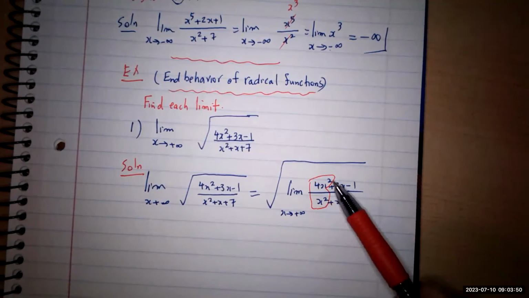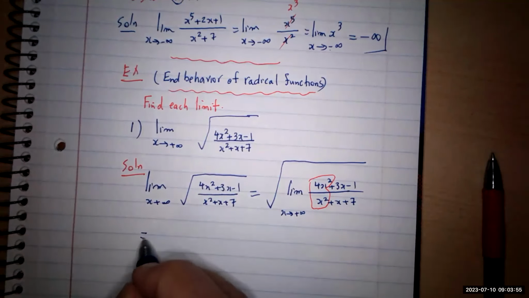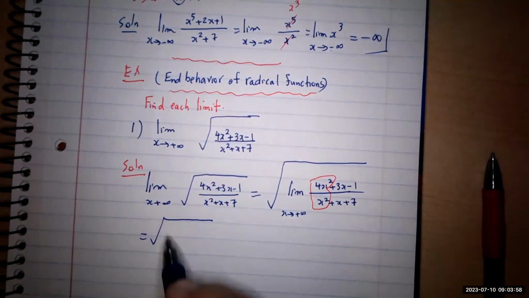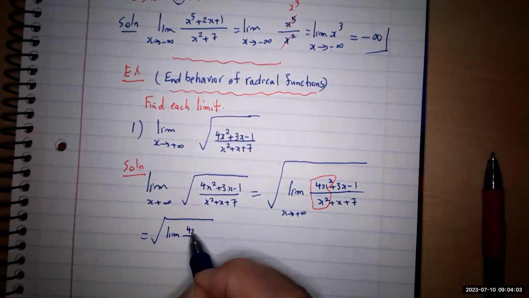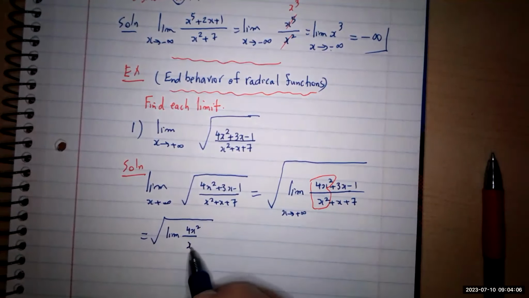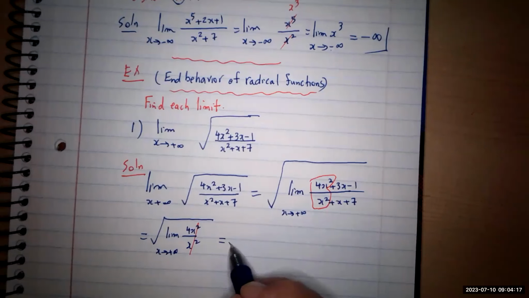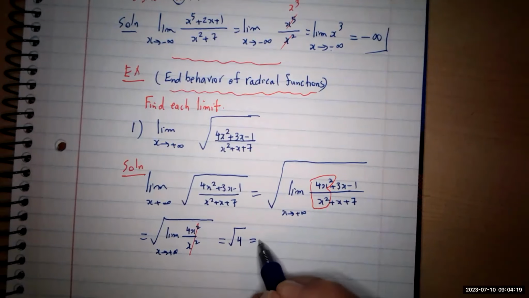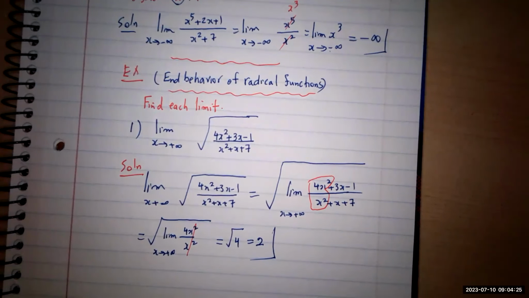4x squared and x squared, x squared and x squared would cancel out, and that gives you 4. So this is going to be equal to the limit of the leading terms, 4x squared over x squared, as x goes to positive infinity. So x squared and x squared cancel out. You get 4. So it's going to be radical 4, and the radical of 4 is equal to 2. So the limit is 2. Nice and easy method. Okay, to be able to get this true.